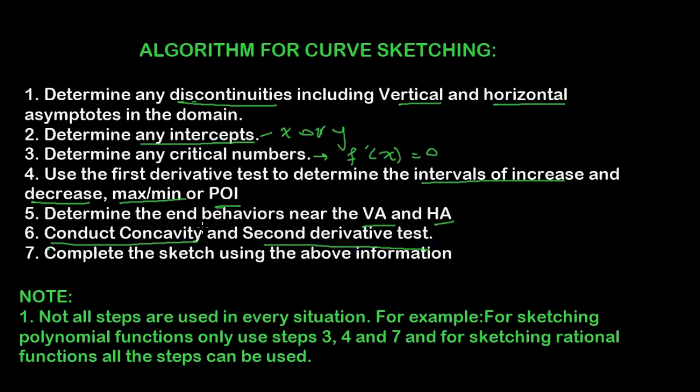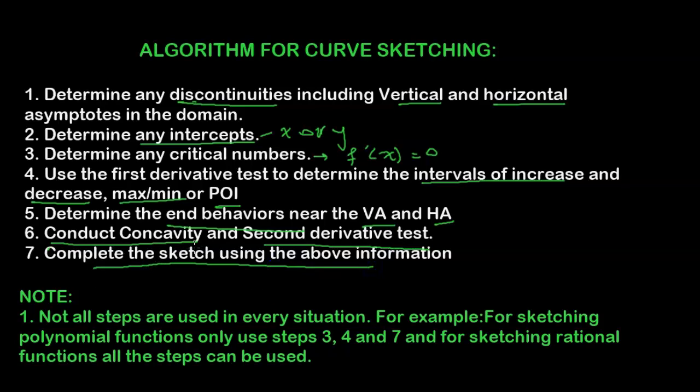Going back to the fifth step, the end behaviors is something that we discussed in the previous lesson as well. So this was just the table that lets us know how would the graph behave near the end of the vertical and the horizontal asymptote. Seventh step is to complete the sketch using the above information.